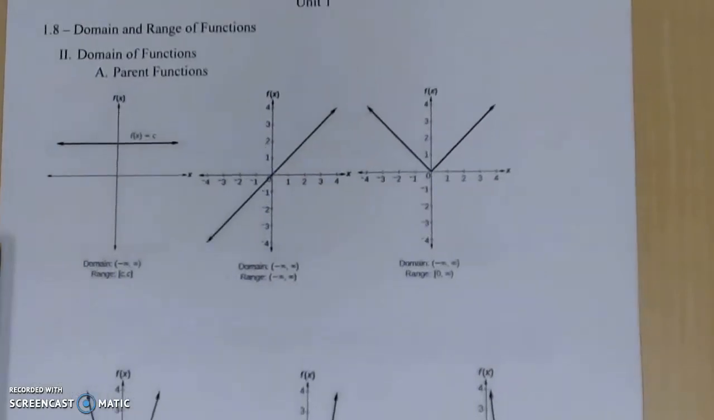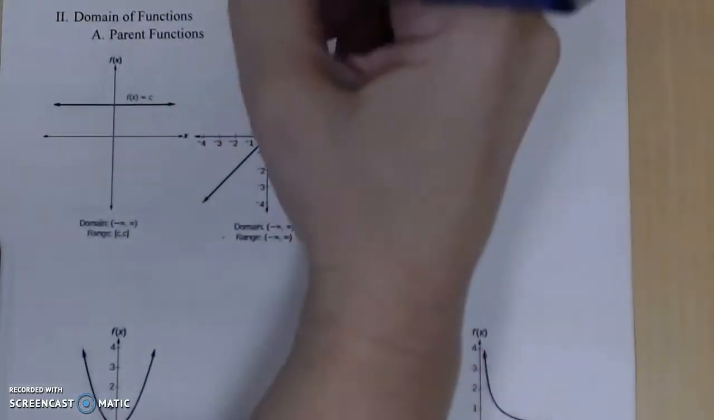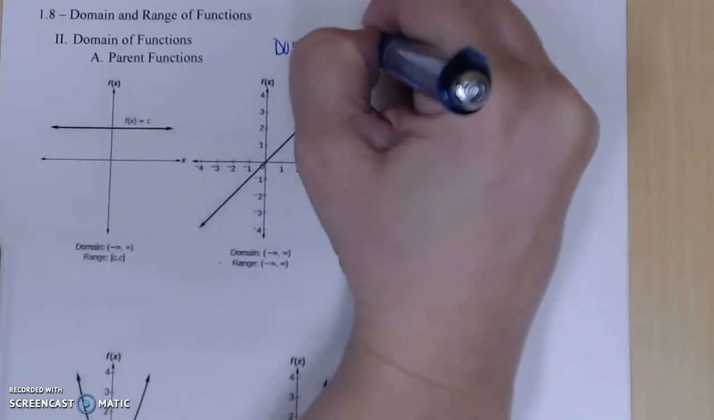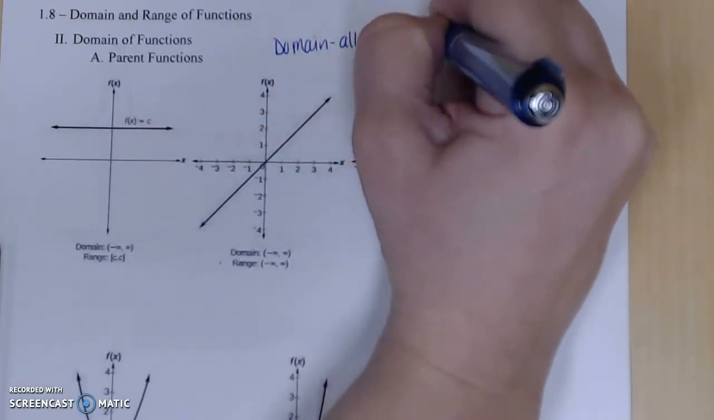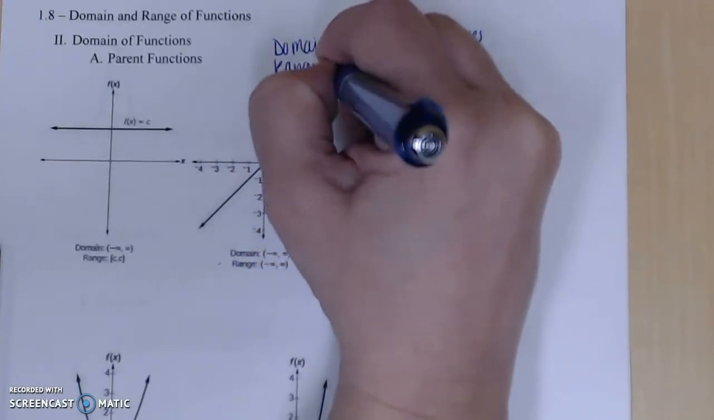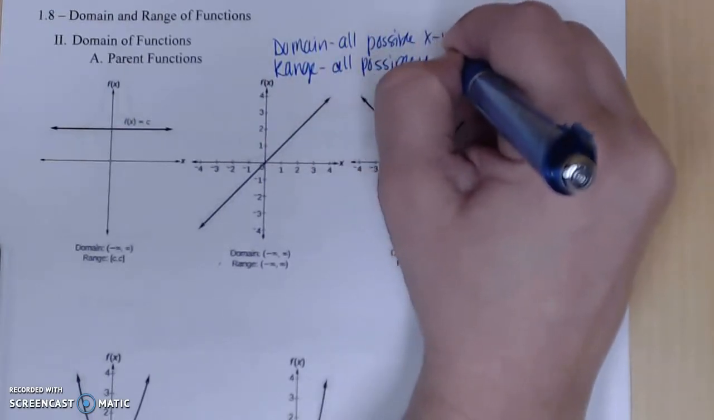The next page, what I want to do is part 2, domain of functions. I want to go back and look at our parent functions that we already addressed in the previous section, and go deeper into domain and range. At this point, we've only done domain and range with ordered pairs and tables, and we learned that domain is all the possible x values, and range is all possible y values.